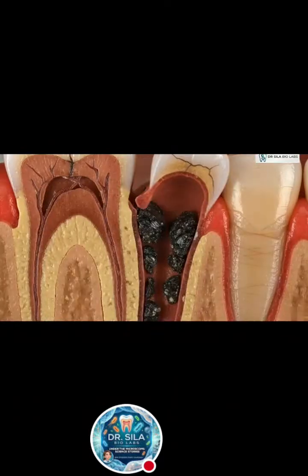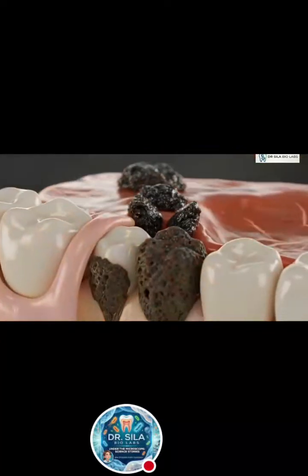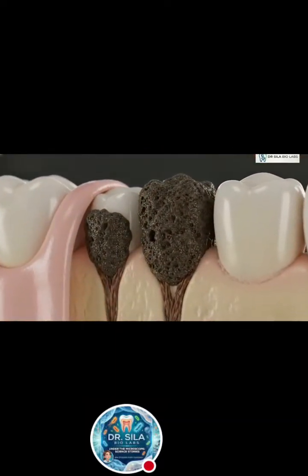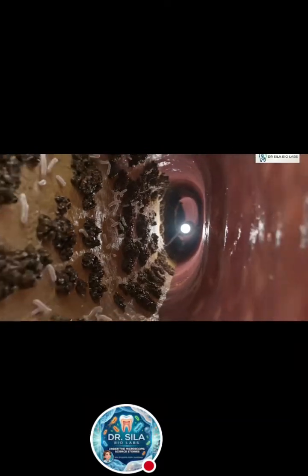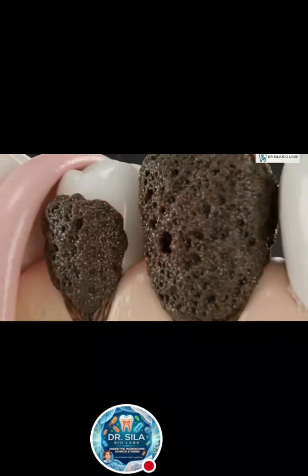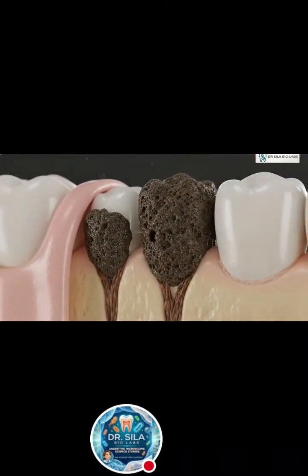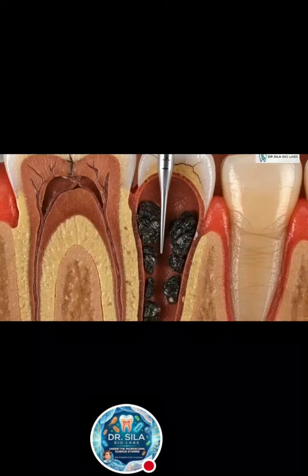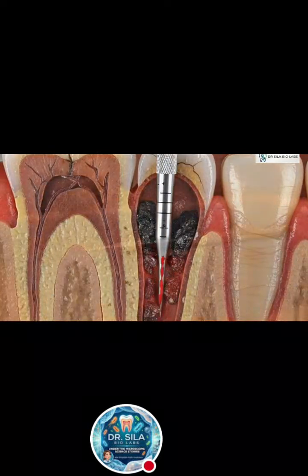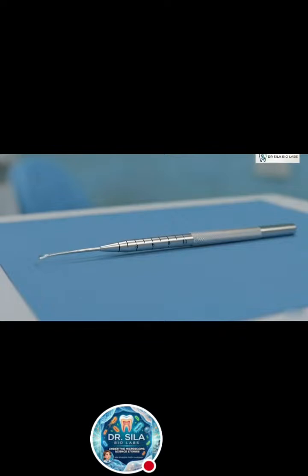Some of the most harmful calculus deposits are completely hidden beneath the gum line. These deposits often remain undetected. Hidden calculus provides a protected environment for harmful bacteria. They continuously release toxins that maintain inflammation and drive periodontal destruction deeper. Before treatment, the dentist evaluates the depth and extent of the periodontal pocket. This measurement guides the entire cleaning approach.